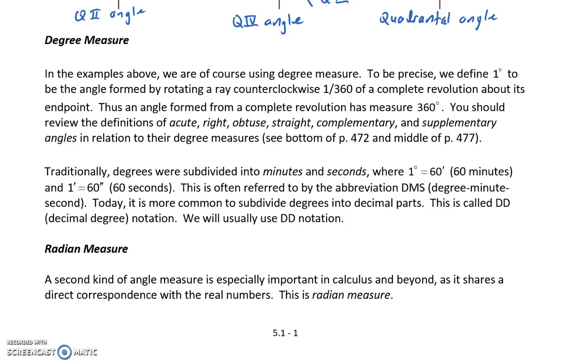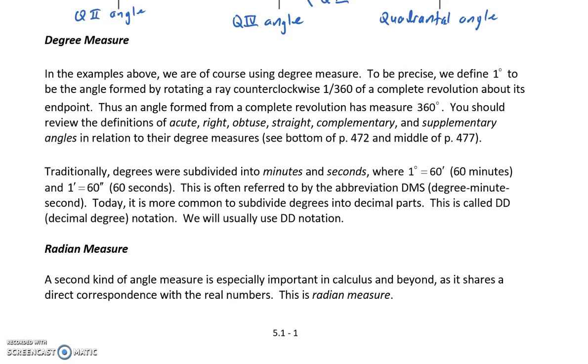Today, it's more common to subdivide degrees into decimal parts. This is called DD, that is decimal degree notation. And throughout the unit on trigonometry, we will usually, if we're working in degrees, use the DD notation, but occasionally we may see also the DMS notation, and you need to be at least familiar with the DMS measure of an angle in case you see it.